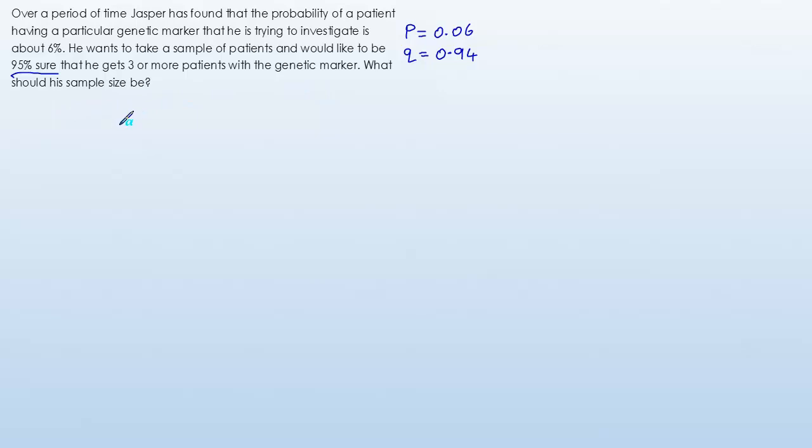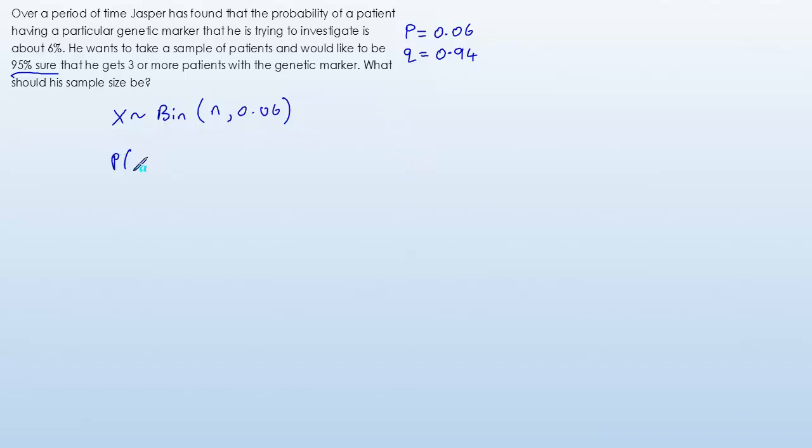Well, what we should do first of all is define x as the random variable, number of patients with the genetic marker, and then x would follow a binomial. We don't know what the size is, but we do know that 0.06 is the probability of success.